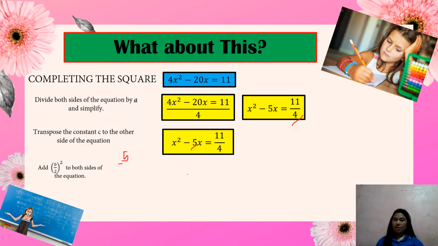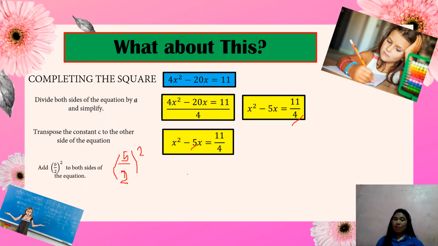Excuse my writing. So that must be 5 over 2. Okay, 5 over 2, squared. And what is 5 over 2 squared? 5 times 5 is 25, 2 times 2 is 4. So that must be 25 over 4.